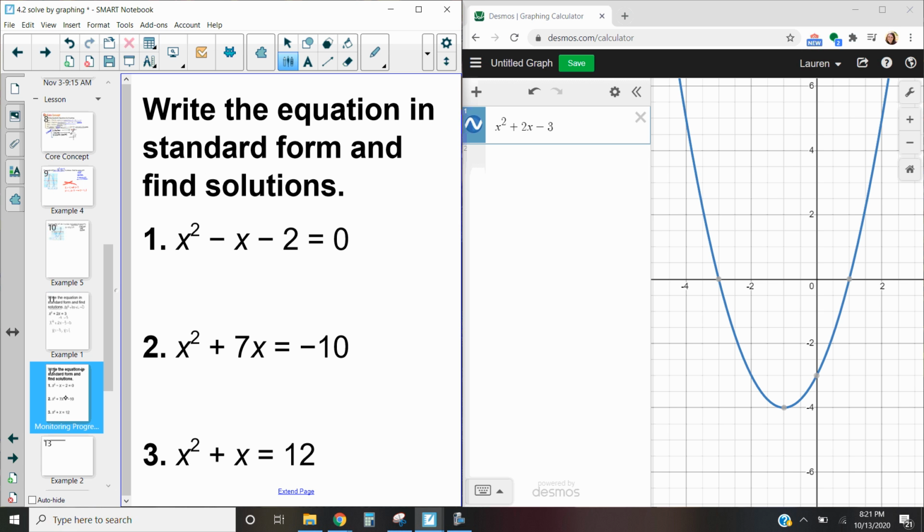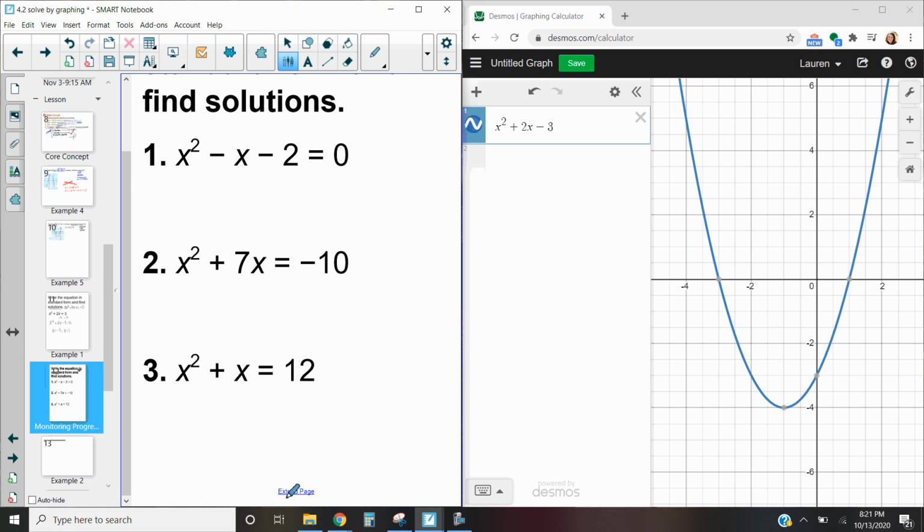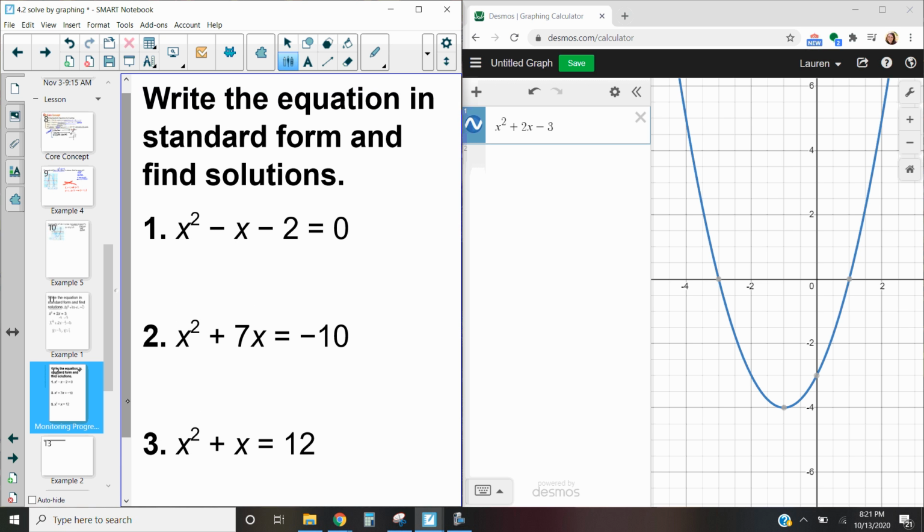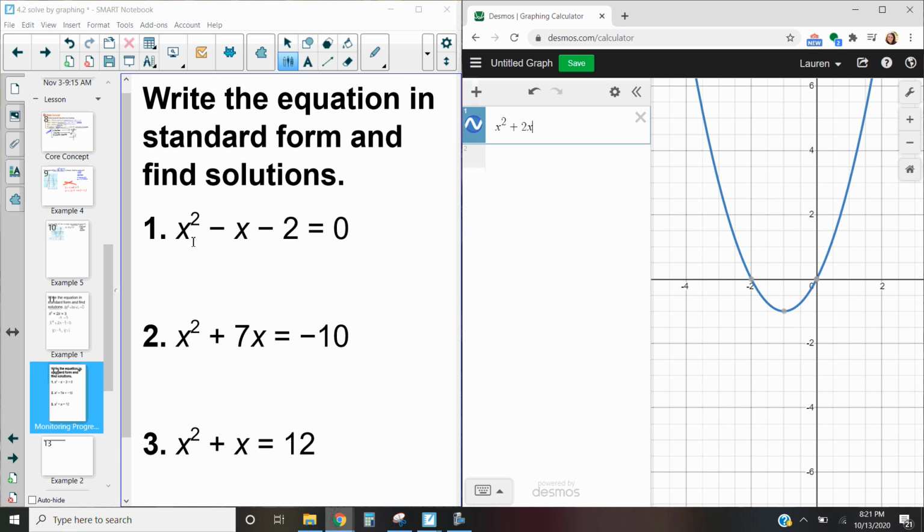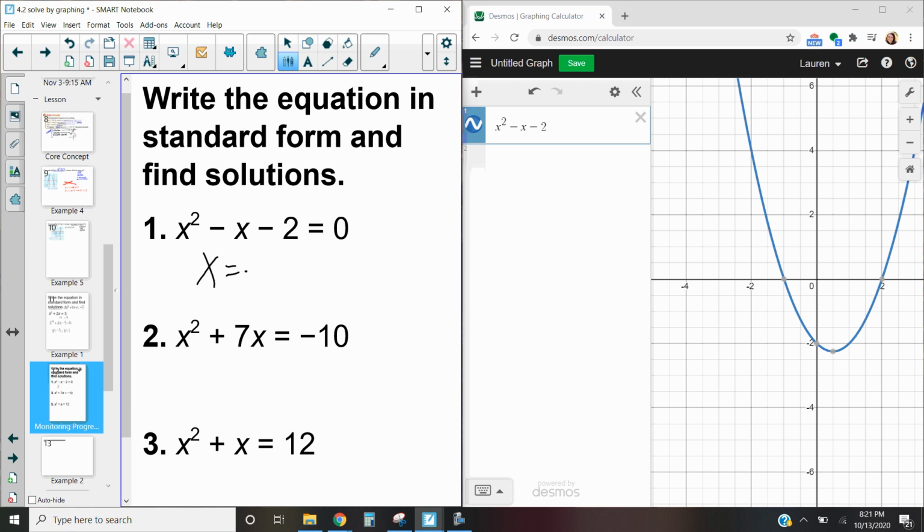Okay, so that's how we would do it. Now we're going to do a couple more examples. These are going to be exactly the same as the previous one. So we want to write it in standard form. This first one is already in standard form, so let's just go ahead and graph it. So we've got x squared minus x minus 2. Now I can click on my function here and see where it crosses that x-axis. One of them is at x equals negative 1, and the other one is at x equals 2. Perfect, there are solutions.